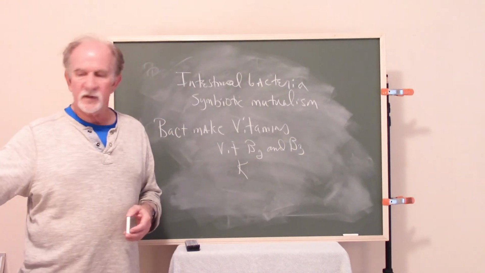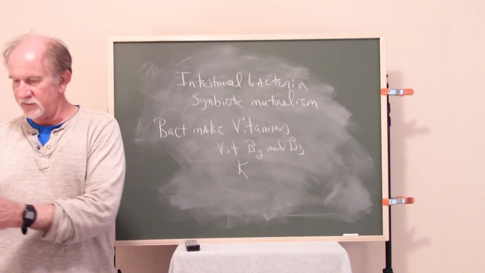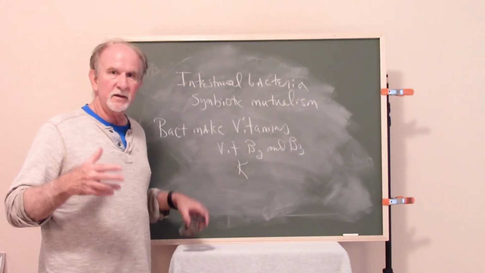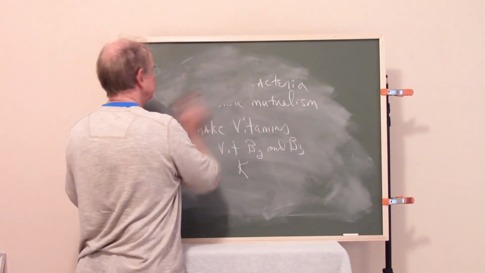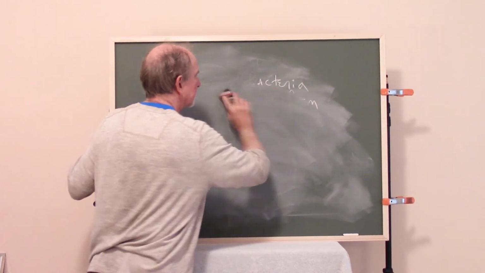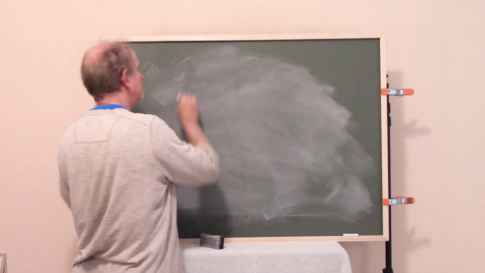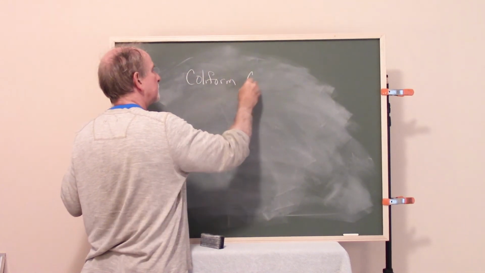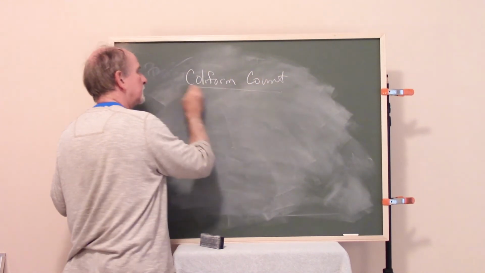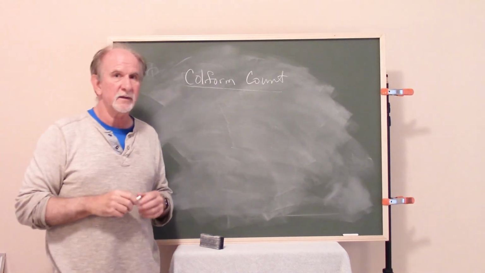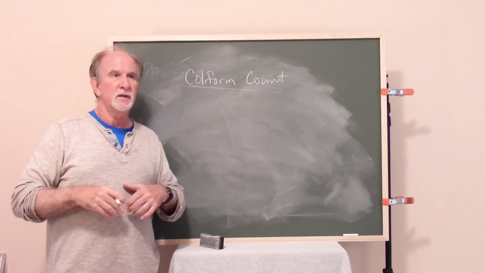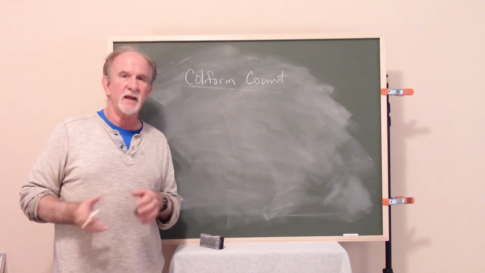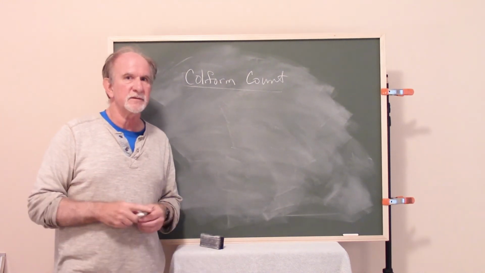So I'm going to move away from intestinal bacteria and finish up by telling you about what's called a coliform count. A coliform count is done to test whether a body of water, like a stream or a pond or a lake, has been contaminated with feces.